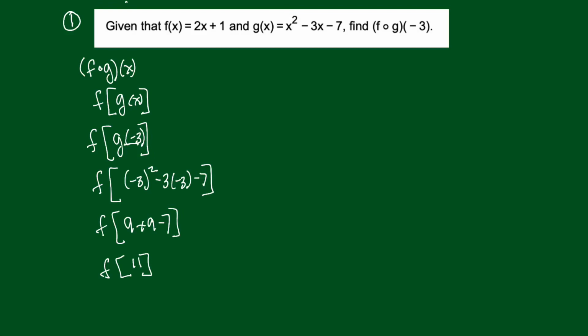And now we're going to put the 11 into f. And f is this linear function right here. So you can see I replaced that x with an 11. So replace that x with an 11, and we will have, I'll just write an equal sign here. This is going to equal 2 times 11 plus 1, about 22 plus 1, 23. So I'm going to claim then that f of g of -3 results in 23.